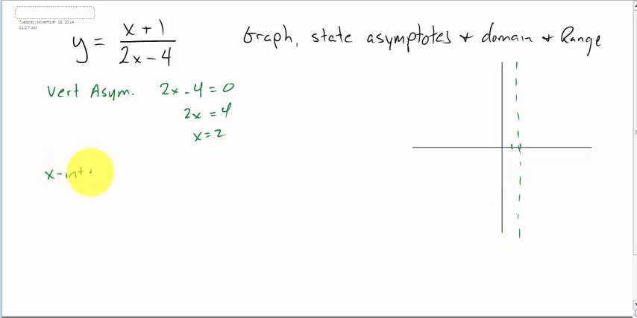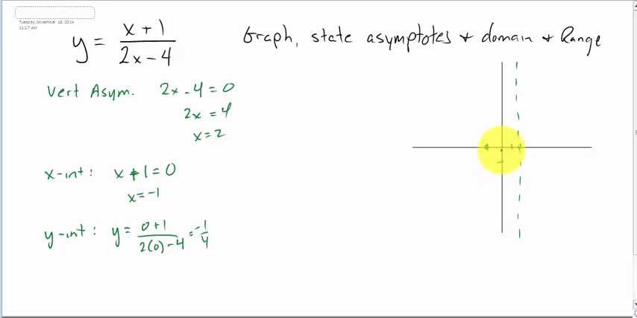X-intercept. That's where the numerator equals 0. So x equals -1 is my x-intercept. Sweet. What was another good feature? Oh, y-intercept. The y-intercept is when we plug in x equals 0. So y equals 0 plus 1 over 2 times 0 minus 4. The y-intercept is -1/4, so it's right about there.